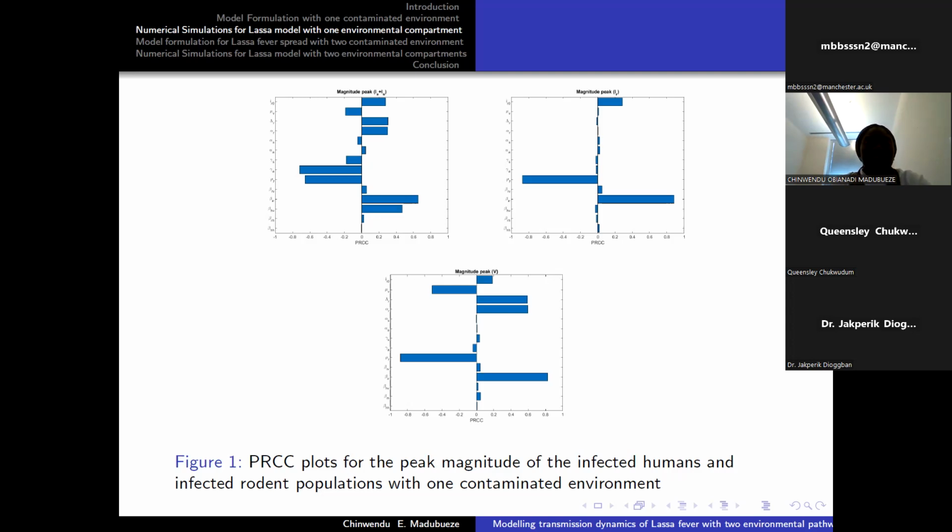Now, if you look at what we have here, for a parameter to be significant, we look at a PRCC greater than or equal to 0.5. So from what we have here, we notice that the death rate of the rats, the rodents, the rats.